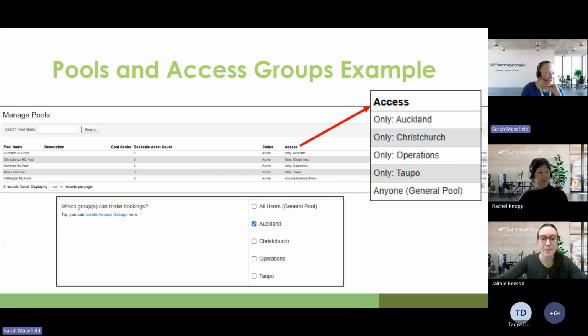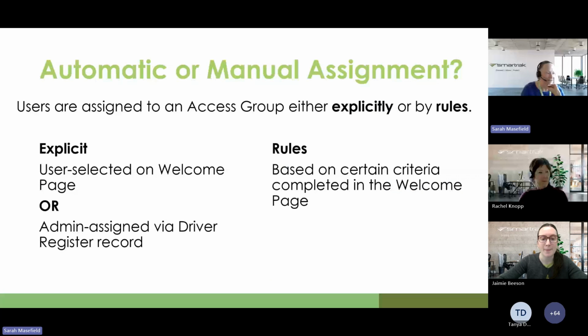So next up, we're going to talk about the differences between automatic and manual assignment. Users are assigned to an access group either explicitly or by rules. In the explicit example, the user selects the access group on the welcome page upon first login, or via the My Details page on subsequent logins. Or if you want the most control, sysadmins can manage access groups via the driver register. So you've got 2 options there for explicit, either user managed or sysadmin managed.